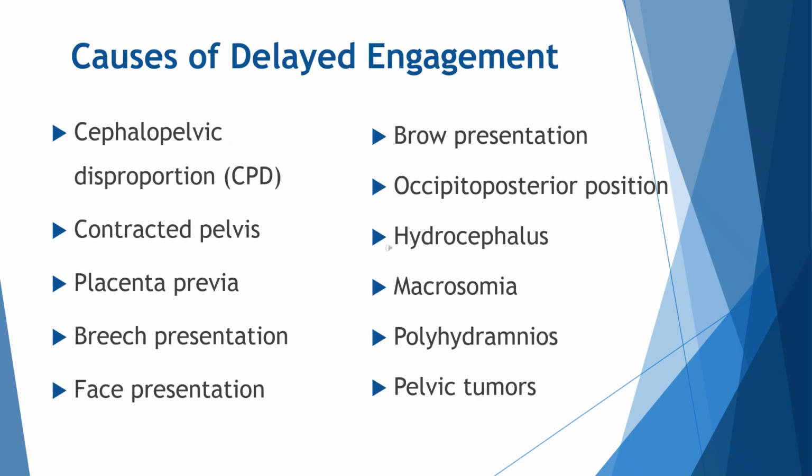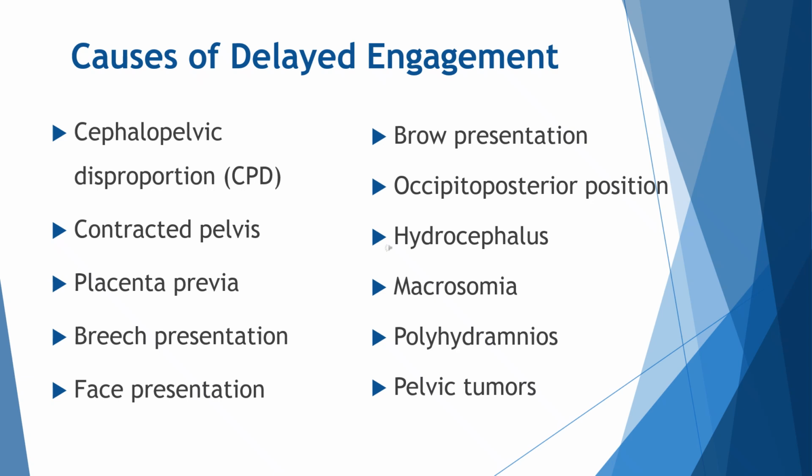Some conditions can delay or prevent the baby's head from engaging in the mother's pelvis. One of the most common causes is cephalopelvic disproportion, or CPD, where the baby's head is too large for the mother's pelvis. A contracted or small pelvis can also make engagement difficult. Placenta previa may block the baby's descent, while pelvic tumors can physically obstruct the birth canal.